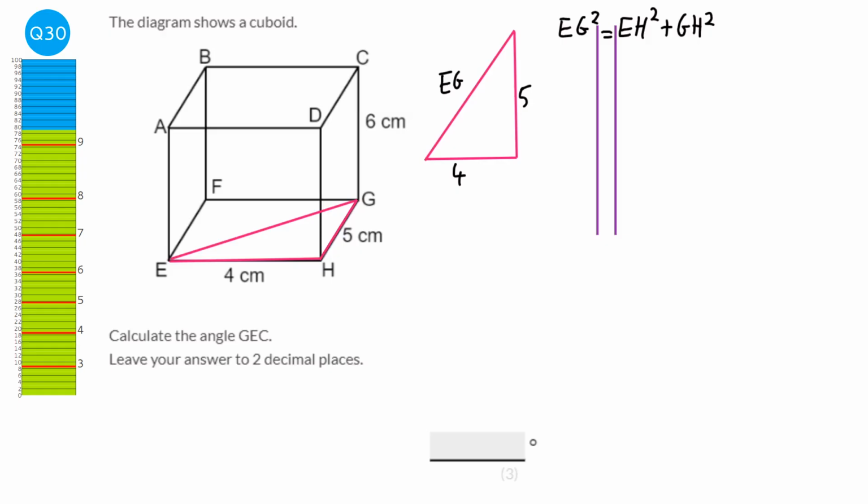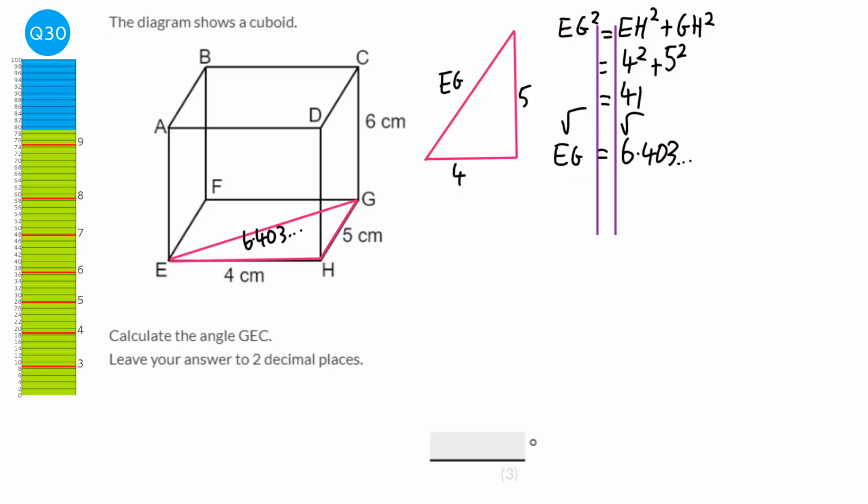Okay, so EH is 4, so it'd be 4 squared. And GH is 5, so it'd be 5 squared. And that's going to equal 41. And we're going to square root both sides. So we've got EG equals 6.403 blah blah blah. Okay, so that gives us what EG is. So we know that this is 6.403 blah blah blah. Now we're looking for angle GEC.